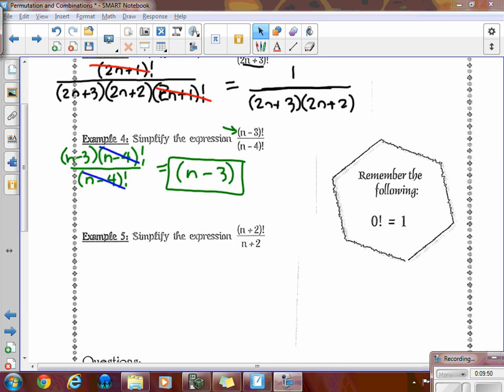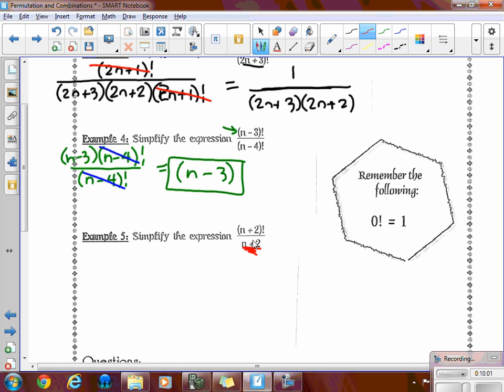The last example on this page is saying simplify this expression, n plus 2 factorial all over n plus 2. Now, you have to be aware that these are entirely different. The denominator, sorry, does not have a factorial with it where the top does. So I simply can't just say these are gone and I'm left with that. That doesn't work out at all. The factorial sign cannot exist without some kind of number in front of it. So here we're going to start with the factorial and we're just going to start counting down.